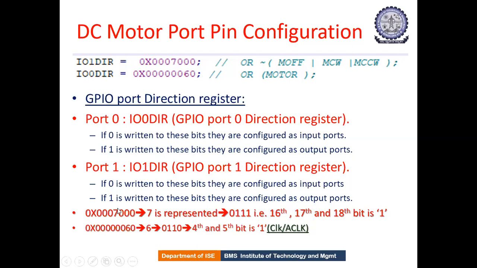So here you can see it is 0x00070000. So 7 is represented as 0111. That is nothing but the 16th bit, 17th bit and 18th bit. So all are made as output bits. Similarly for clockwise and anti-clockwise, we are using the fourth bit and fifth bit. So keeping this in mind, that the fourth bit and fifth bit are made for clockwise and anti-clockwise direction, we are supposed to see how we are going to execute this particular program.